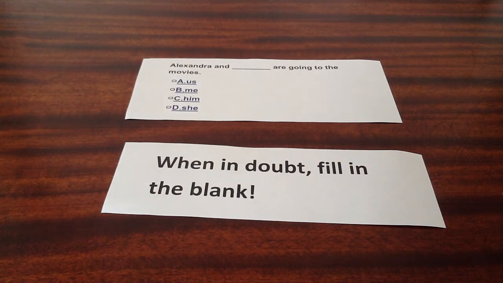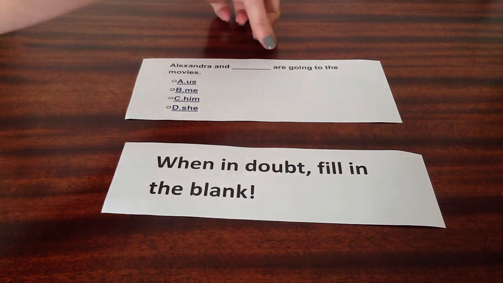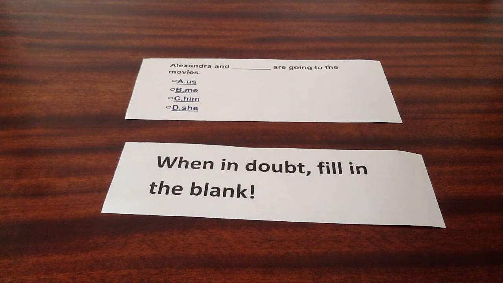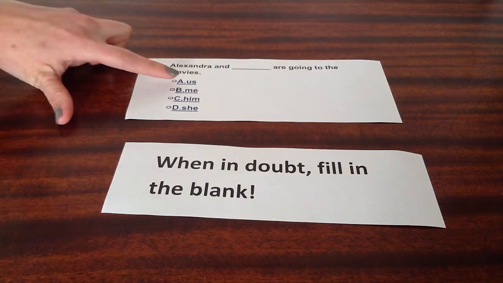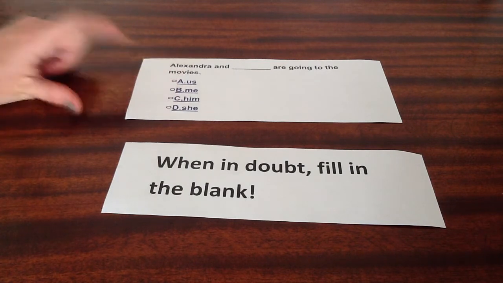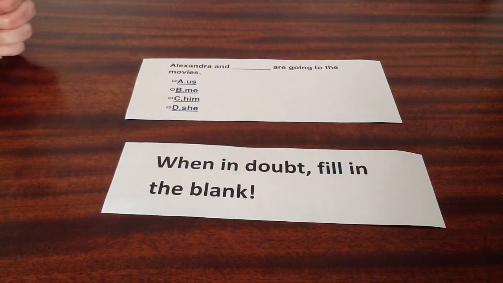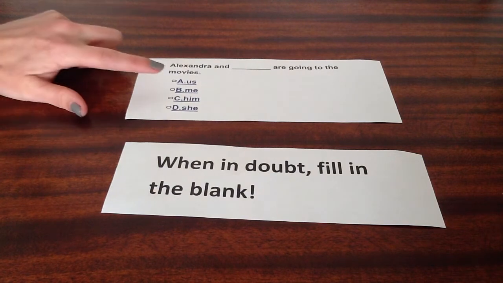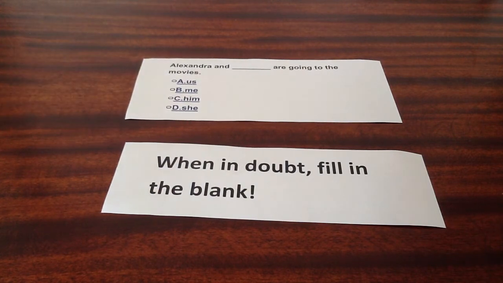So let's try it with this. Alexandra and blank are going to the movies. Fill in the blank. Alexandra and us are going to the movies. Us go to the movies. Do we say us go to the movies? Not so much. Alexandra and me are going to the movies. Me go to the movies. Do we say me go to the movies? Not unless you're 1 year old.